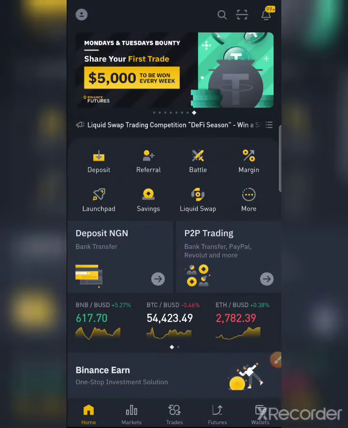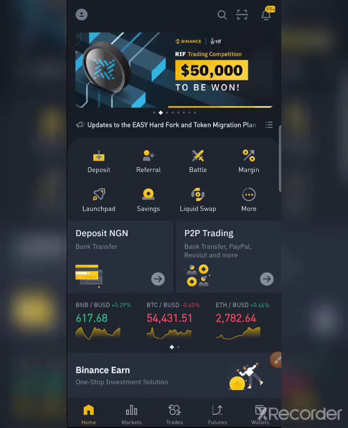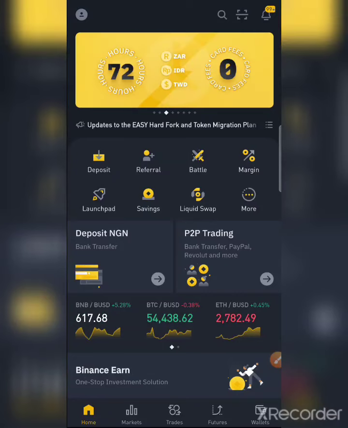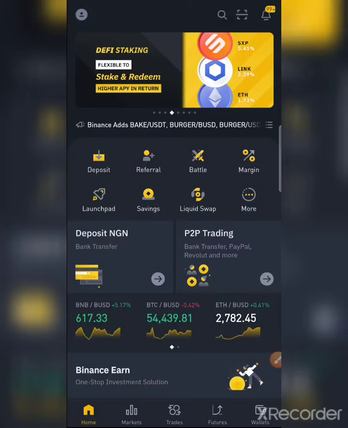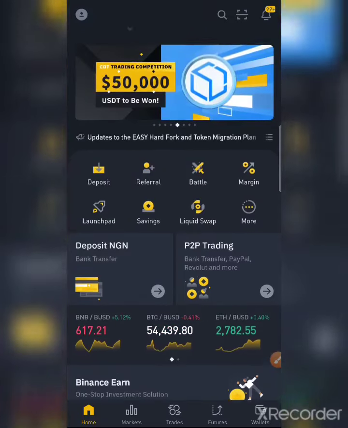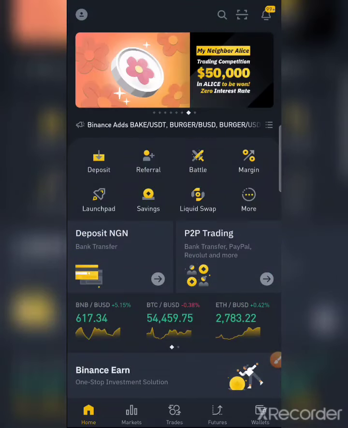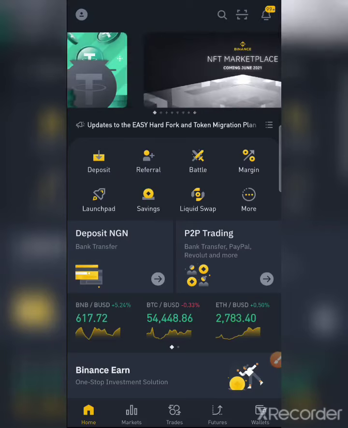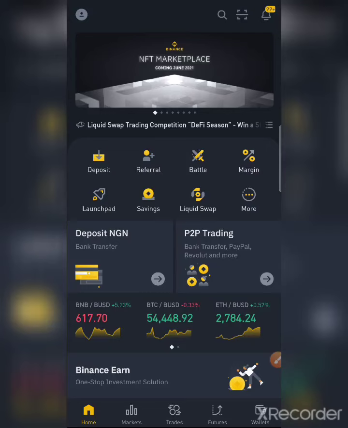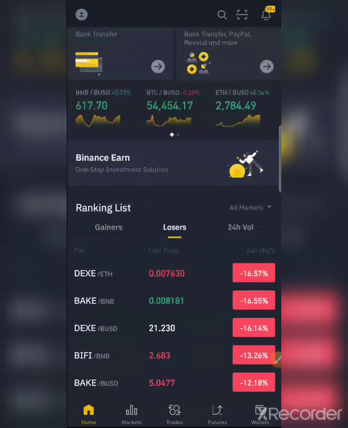Let me emphasize on it this morning, so you guys will know how to place your trade and exit it on the spot trading platform. We're going to talk basically on just simple buying and selling on Binance. So here we are currently on our market home. Once you open up your Binance, the first thing you will see is home. This is the home page of your Binance app.